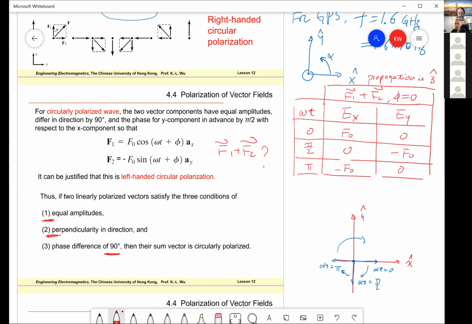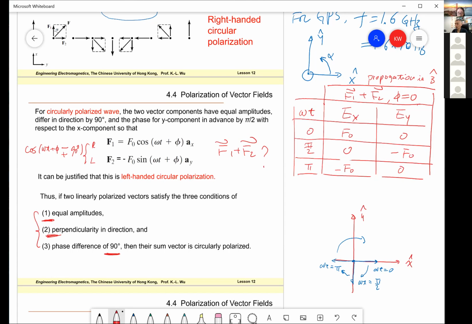Just now we have a minus sign. That means if cosine of omega t plus initial phase, you have minus or plus 90 degrees, that means right hand or left hand. It depends on whether one is 90 degrees in advance or 90 degrees behind. So we must have these 3 necessary conditions in order to create circularly polarized wave.